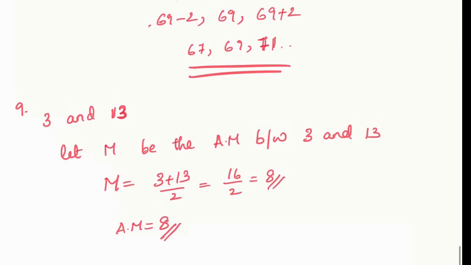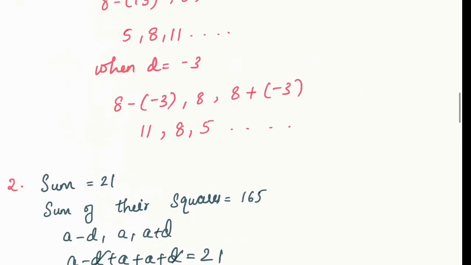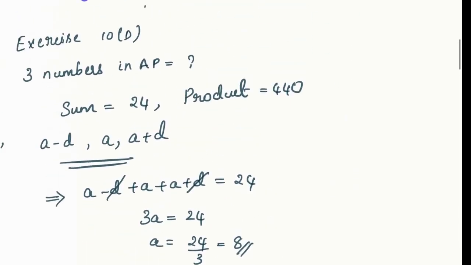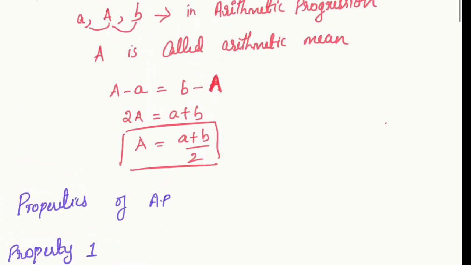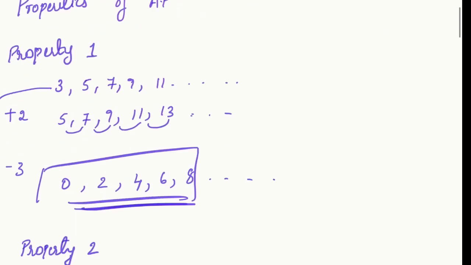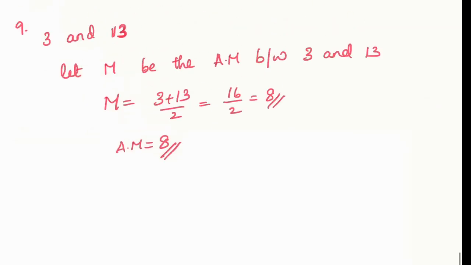Hope it's clear to you all. We already discussed arithmetic mean, right? We had already discussed arithmetic mean. Where was it? Just have a look. Okay. Yeah, (a plus b) by 2. Same method we have used here to find the mean between them. So you got the arithmetic mean as 8. Okay. So hope it's clear to you all.